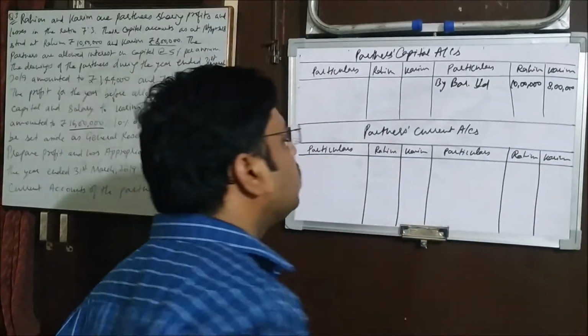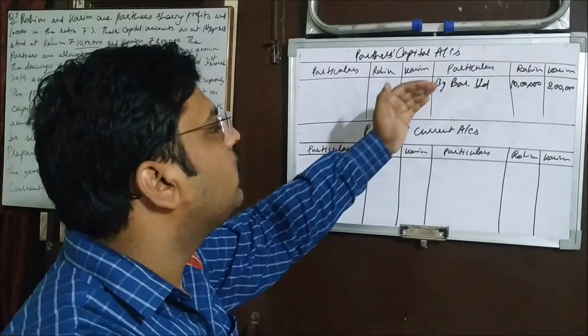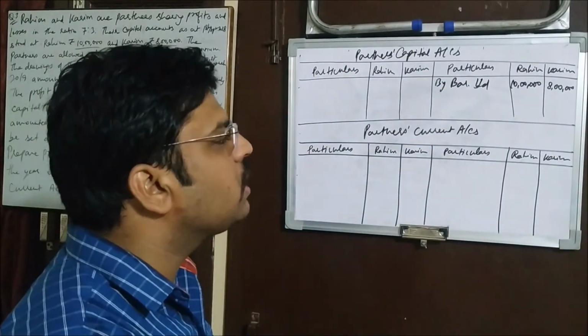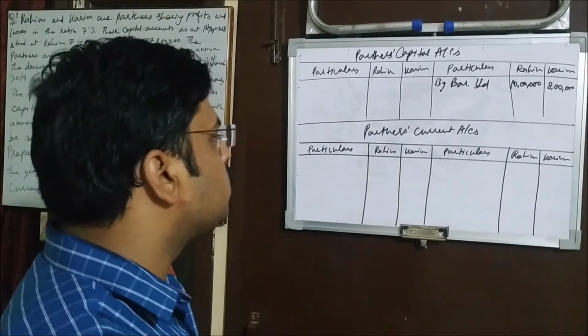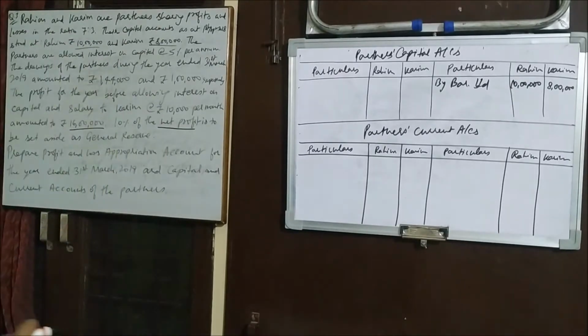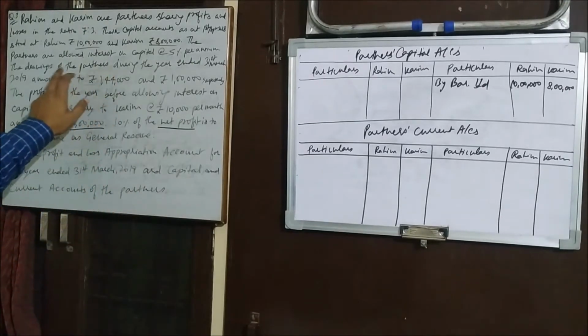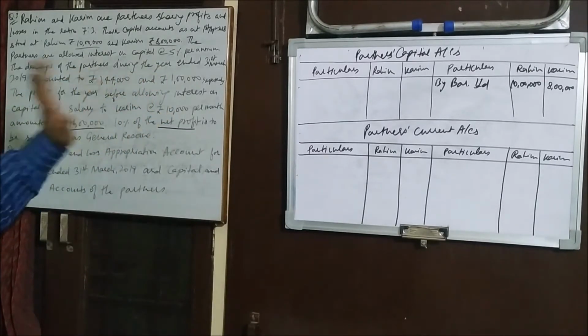I told you in earlier videos that only two entries are passed here. One, if they have withdrawn some amount of capital, it means they have reduced the capital, or they have increased the capital or introduced capital. There is no introduction of capital now, but withdrawal of an amount is there. But nowhere is it mentioned that they have withdrawn this amount from capital. It's written that drawings of the partners during the year amounted to this.